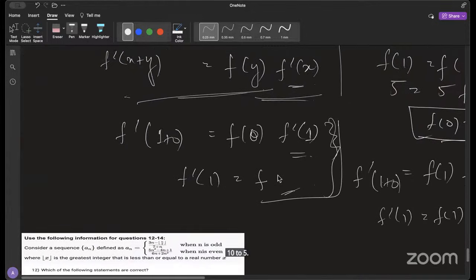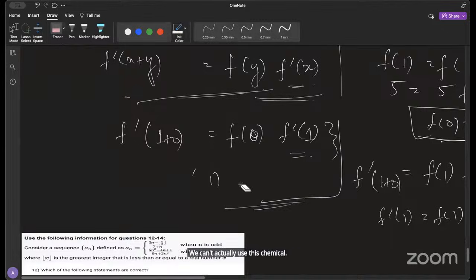But if we do it this way, you'll have f dash 1, f0 and f dash 1. So this would mean f dash 1 will get cancelled. F of 0 is 1. Okay, yeah, we can't actually use this one.